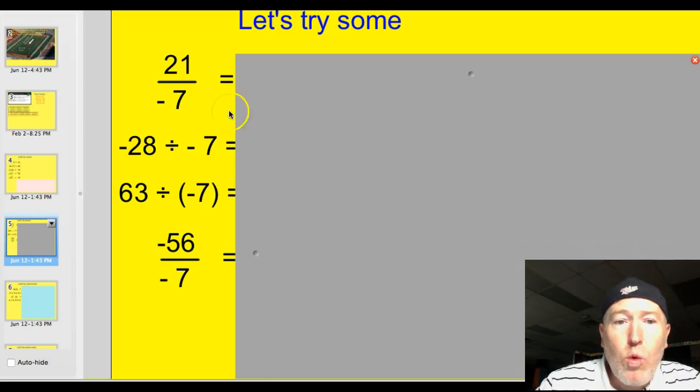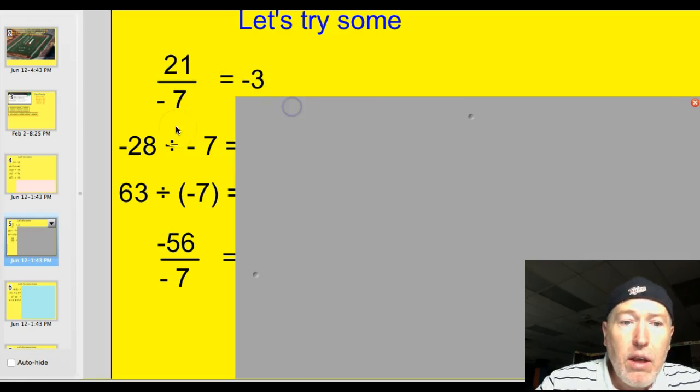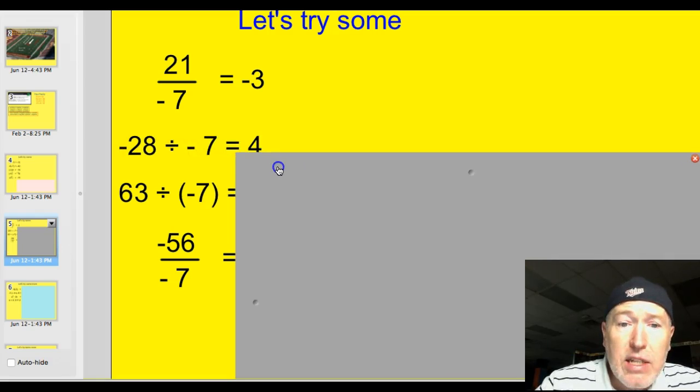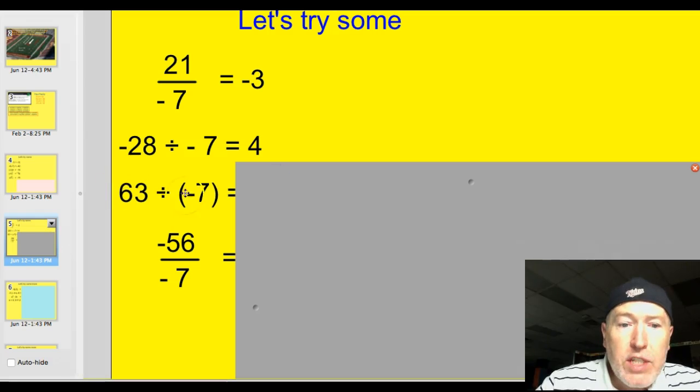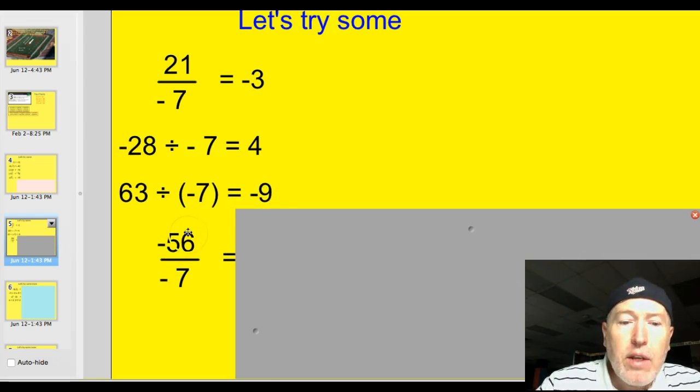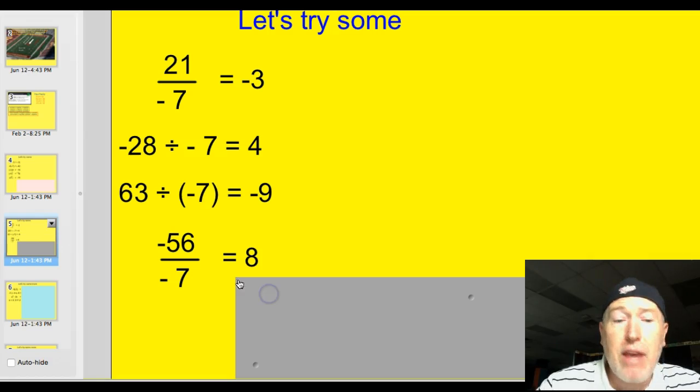All right, let's look at some quotients. 21 divided by 7. Again, I don't pay attention to the negative symbols at first. I do the problem. 21 divided by 7 is 3. I've got 1 negative symbol, so it's a negative 3. 28 divided by 7 is 4. I've got 2 negatives, so that's going to be a positive quotient, a 4. 63 divided by 7, well, that's 9, and there's 1 negative symbol, an odd number, that's going to be negative 9. 56 divided by 7, well, that's 8, and there's 2, or an even number, of negative symbols, so that's going to be a positive 8.